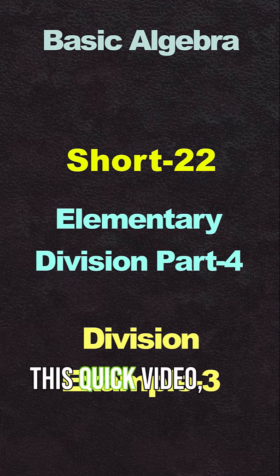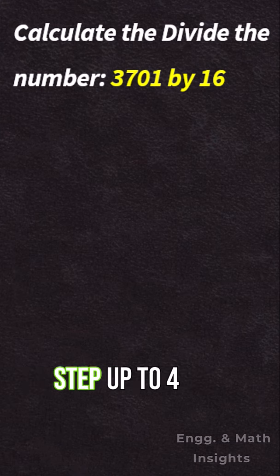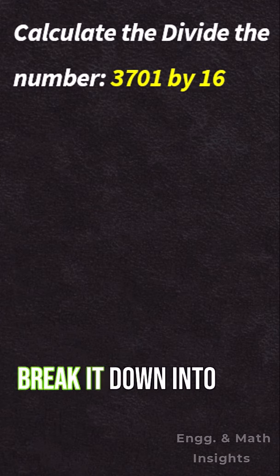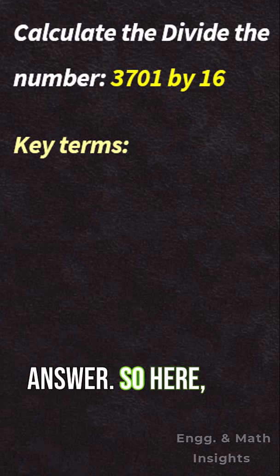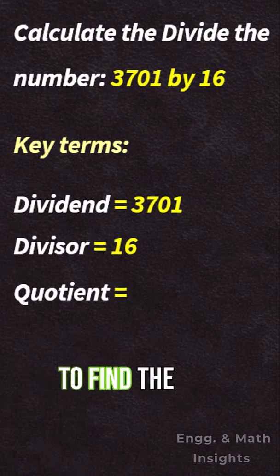Hey everyone, in this quick video we will divide 3701 by 16 step by step up to 4 decimal places. We won't leave any remainders, instead we will break it down into a clean decimal answer. So here the dividend is 3701, the divisor is 16 and we need to find the quotient. At first we will set up the division.